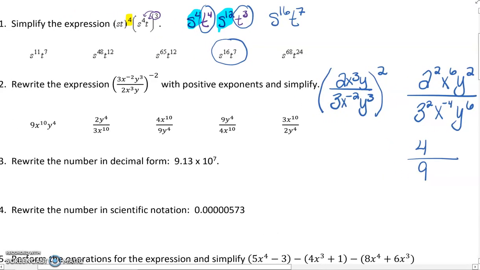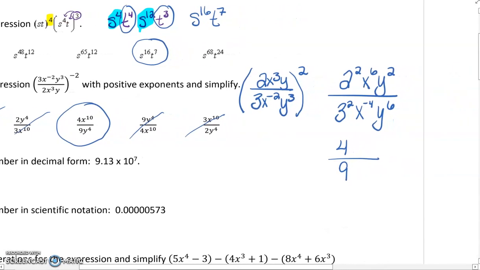And honestly, if you know that you're going to have a 4 on the top and a 9 on the bottom, which answer has to be correct? That one has to be correct. But then just to do the rest of it to show you how, this x to the negative 4th would move to the top. So you'd have x to the 6th and x to the 4th on the top. That would give you x to the 10th. And then these two y's would cancel out 2 of the 6, leaving you with 4 of them left over. So that's how I ended up getting the answer. But because these two problems are multiple choice, you can use some of the clues from the answers to help you find the right answer.